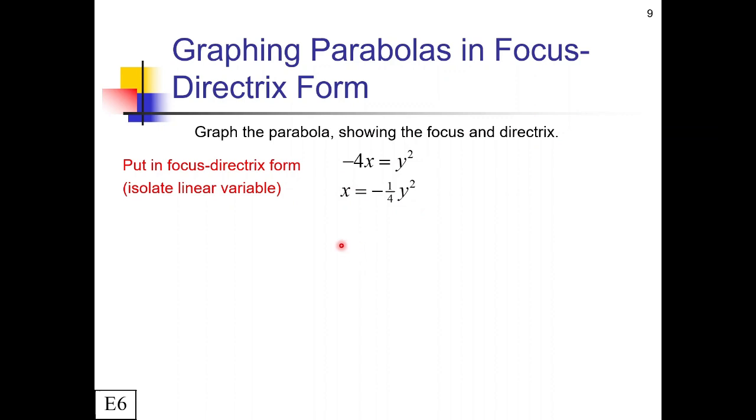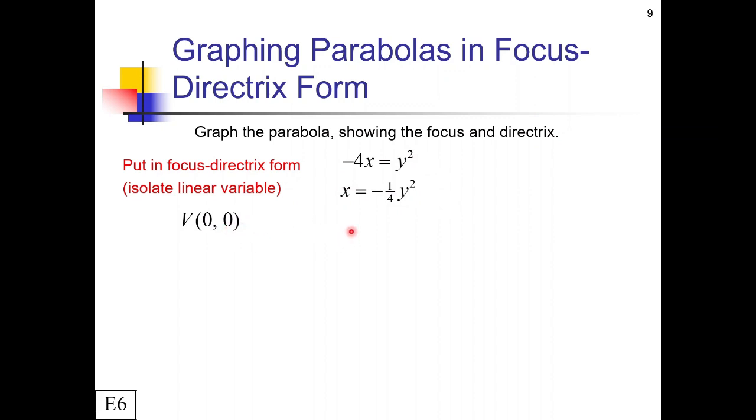Now just like before, we want the vertex and the p-value so we can get the focus and the directrix. The vertex on this one, we've basically got an invisible y minus 0 squared, so that's a 0 for the y value of the vertex. Another invisible plus 0 out here gives us 0 for the x, so 0, 0.